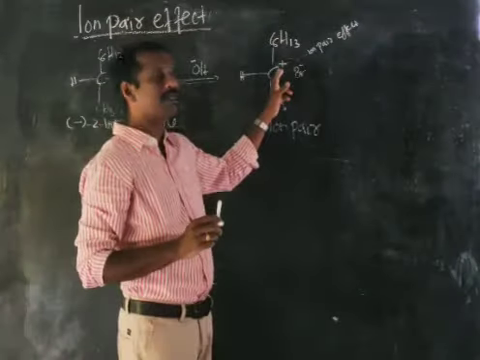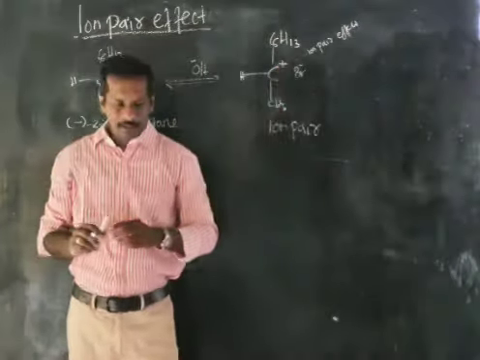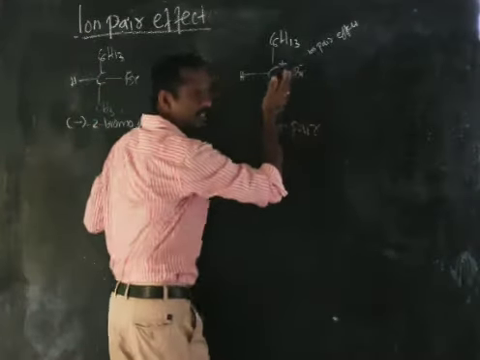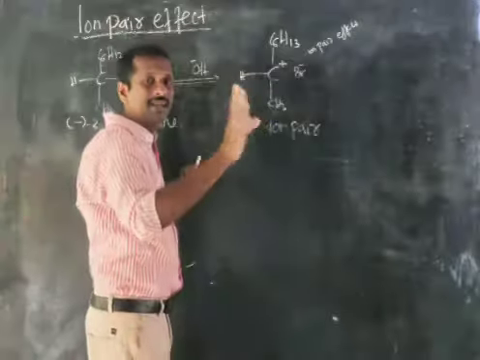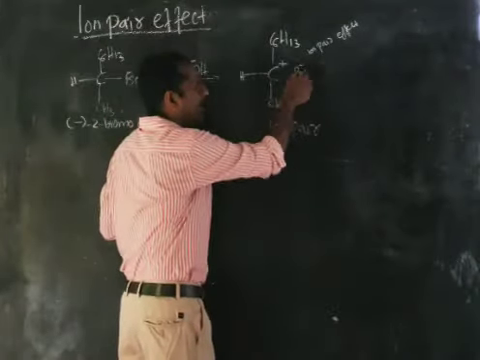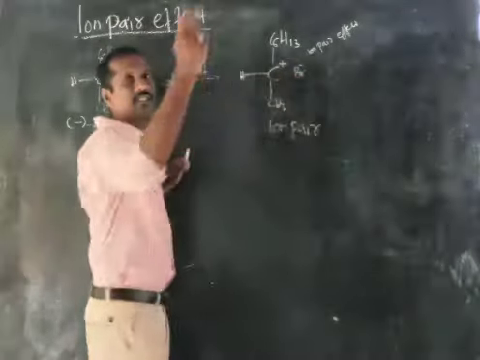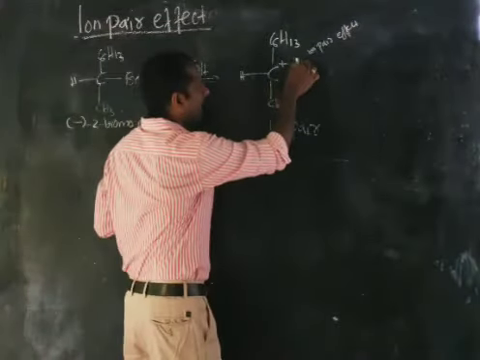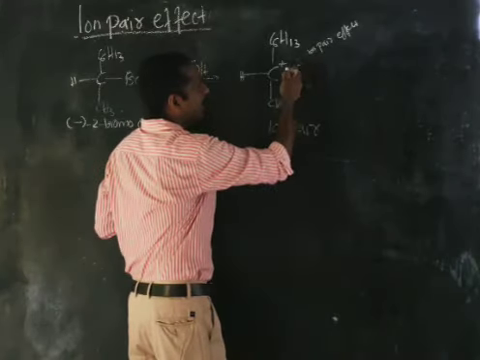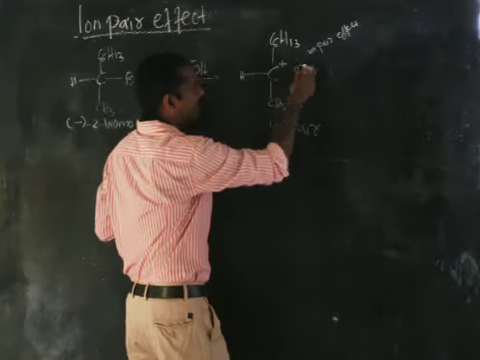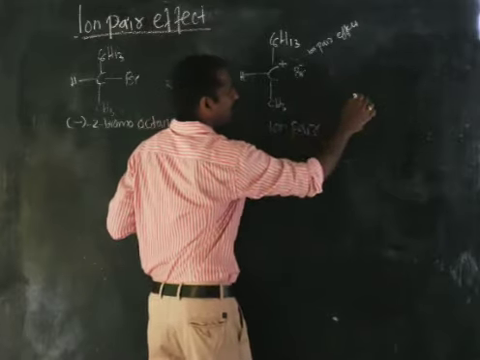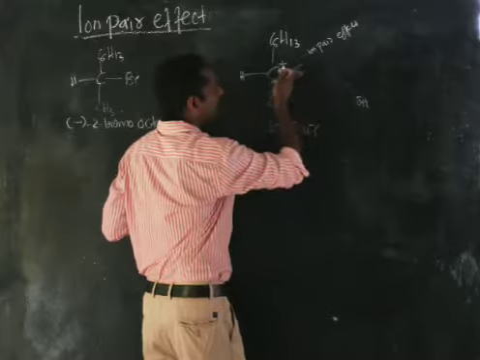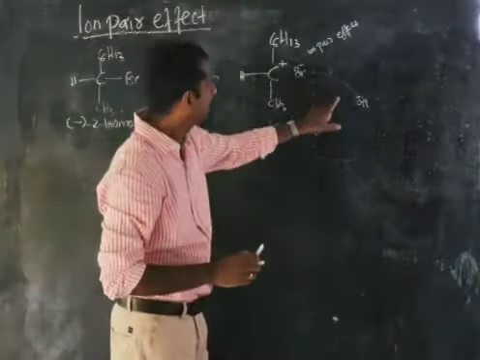After the formation of the carbocation, what will happen? This is our departing ion. Br minus is the departing ion. But there will be an interaction between the departing ion and the positively charged carbon. Since there is an interaction between these two, this departing ion will prevent the nucleophile from the attack.